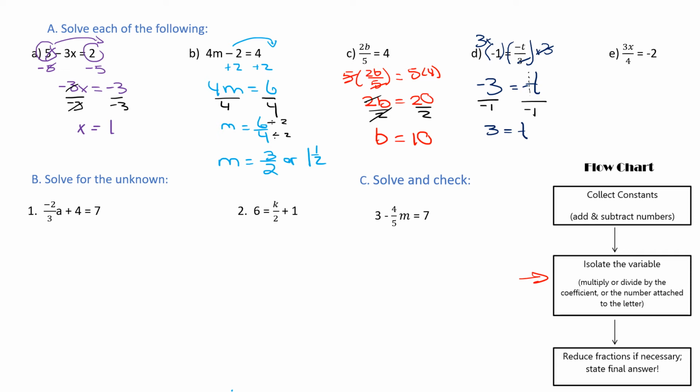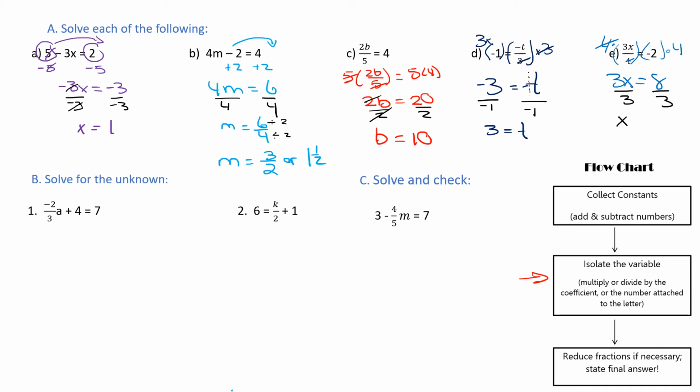I need to get rid of the denominator 4, so I'm going to multiply both sides by 4. This side times 4. Remember, a dot means multiplication. This side times 4. These 4's cancel out. I get 3x equals 8. And then I am still trying to isolate the variable. This is 3 times x, so I have to divide by 3. Instead of x times 3, I have to do the opposite operation, which is division.